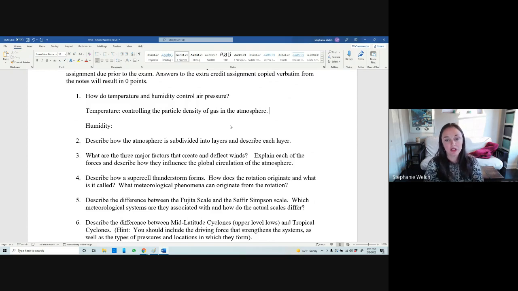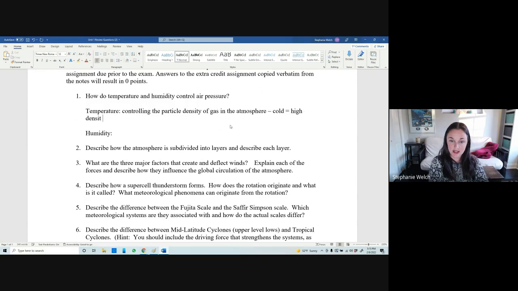So by controlling the particle density of gas in the atmosphere, I'm not going to write in complete sentences, so you can kind of stretch this as you will. This means that, let's word it like this: cold equals high density equals high pressure. And comparatively warm air means low density means low pressure. Comparatively, temperature has an even bigger effect on air pressure than humidity does. But humidity is an important factor too.